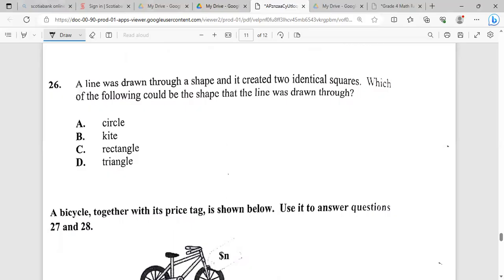26. A line was drawn through a rectangle, drawn through a shape, and creates two identical squares. Which of the following would be the shape of the line drawn? Circle, kite, I'm thinking a rectangle would get two squares, right?